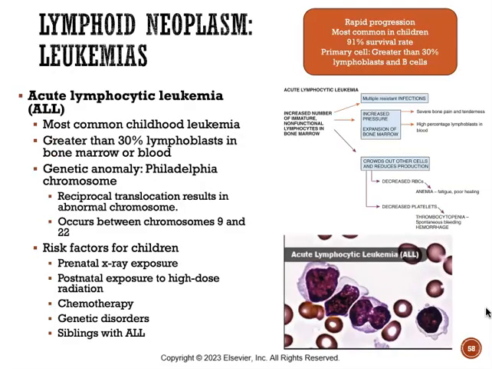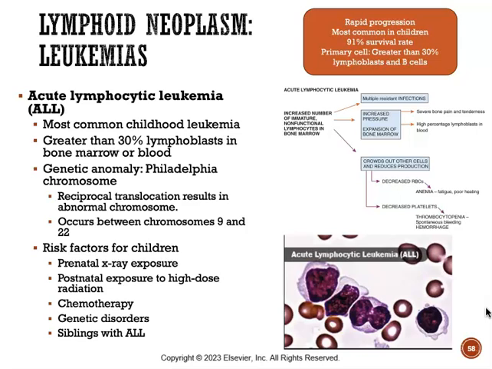Now let's go into the different types of leukemias. This one is called ALL, or acute lymphocytic leukemia. It's the most common leukemia in children, and it's characterized by an overproduction of the lymphoblasts. And so we're creating these immature white blood cells, and it makes up about 30 or more percent of our bone marrow or blood cells. And so this can lead to anemia, increased infection risk, and easy bruising or bleeding, like we mentioned.